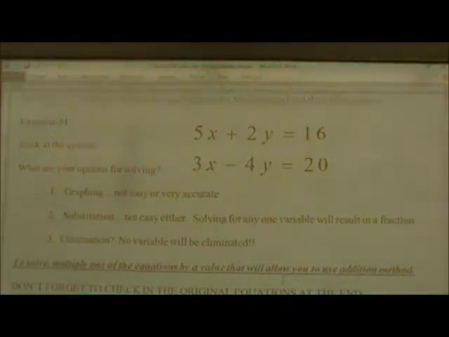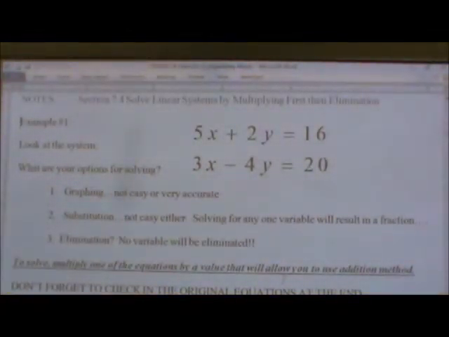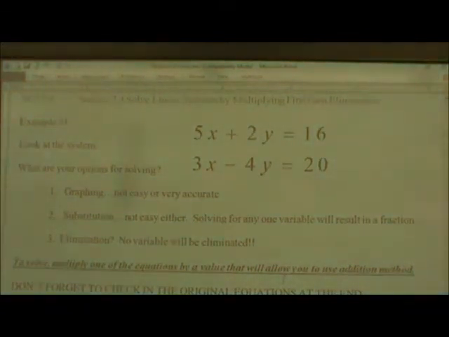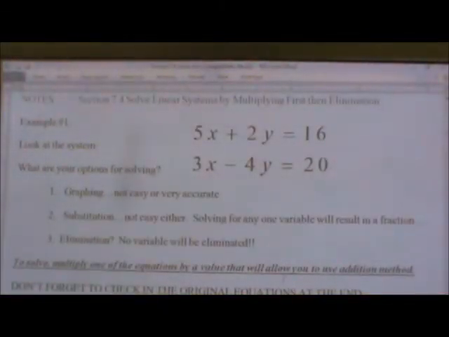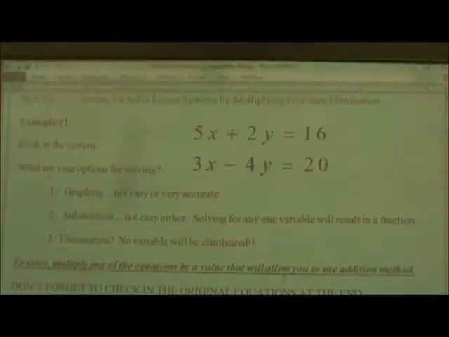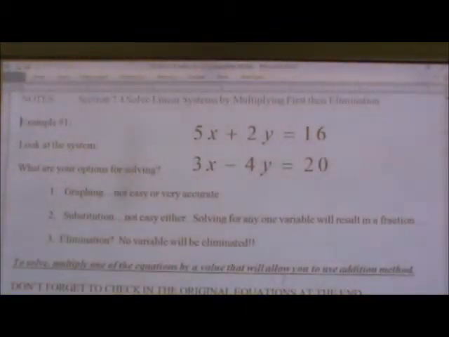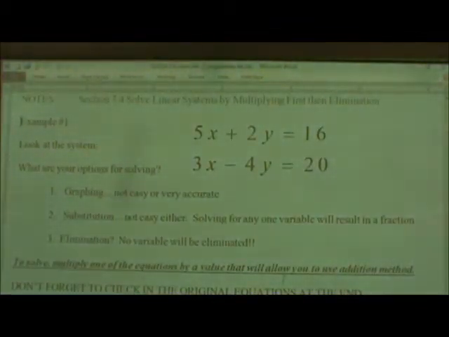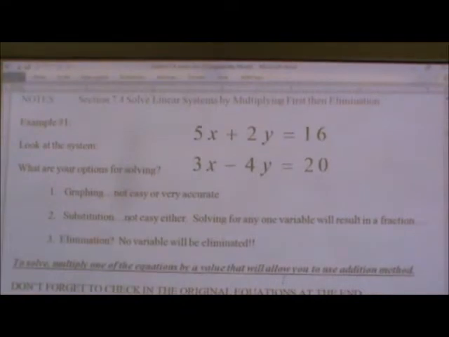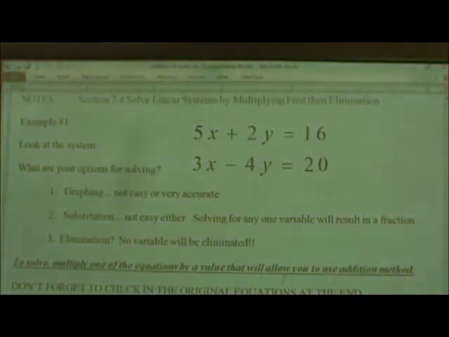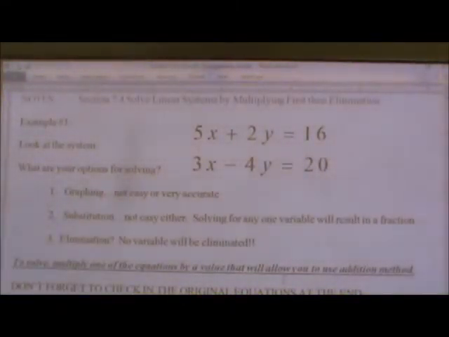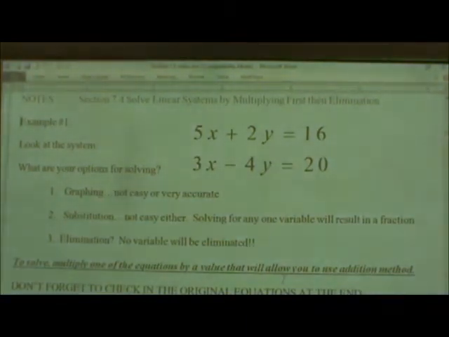For substitution, that wouldn't be the easiest method either, because if we solve for any of the variables, x or y, it'll result in a fraction. So that's probably not our best choice. If we just did elimination like we learned in 7.3 and did addition, well, nothing would eliminate. We'd make a third equation, and that wouldn't help us at all either. So there's another style of elimination, and that's what we'll learn about today. So let's take a look.